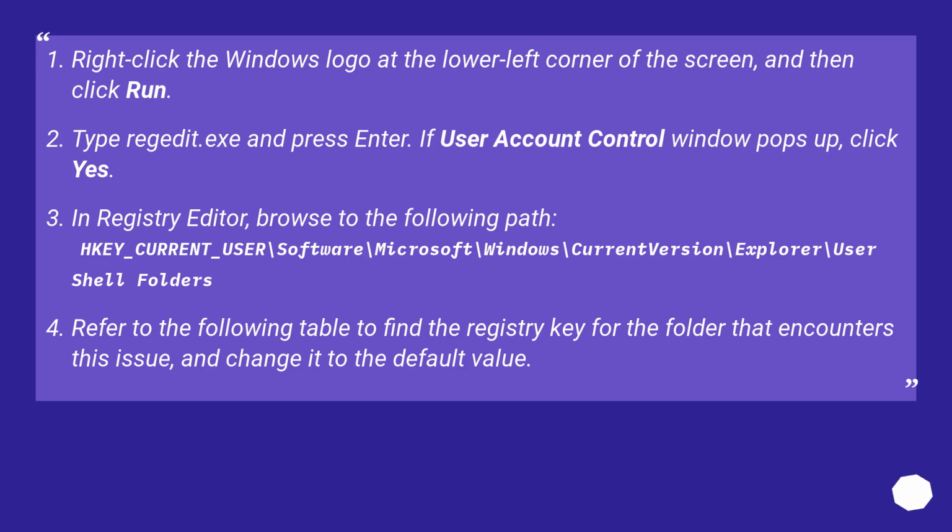In Registry Editor, browse to the following path, HKEY_CURRENT_USER/Software/Microsoft/Windows/CurrentVersion/Explorer/User Shell Folders. Refer to the following table to find the registry key for the folder that encounters this issue, and change it to the default value.